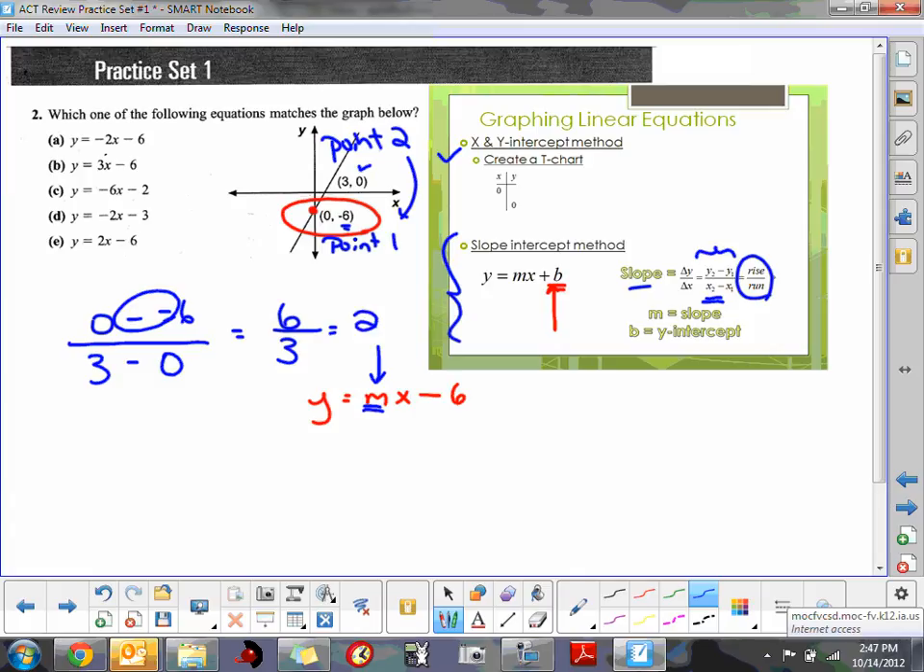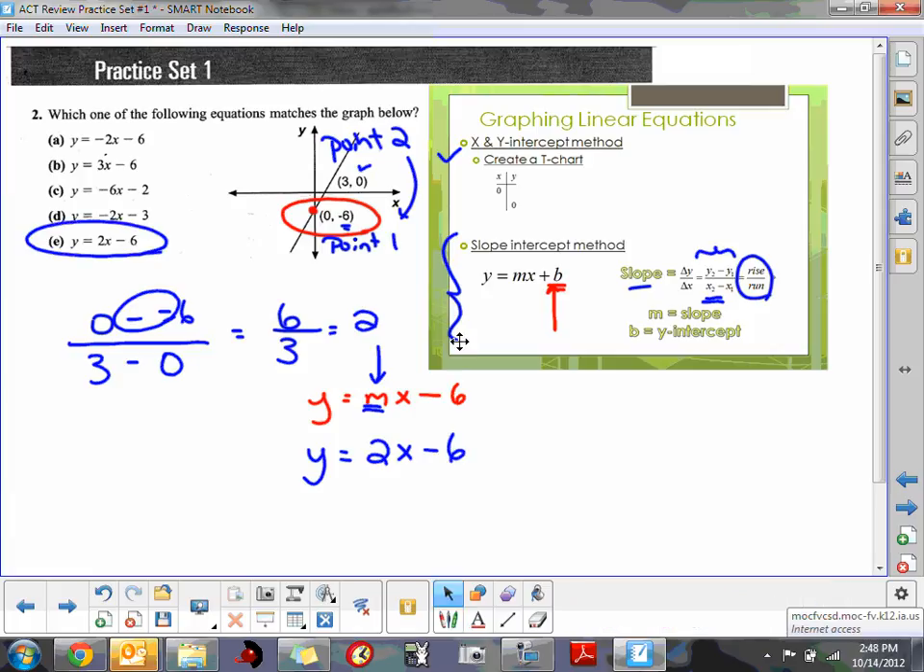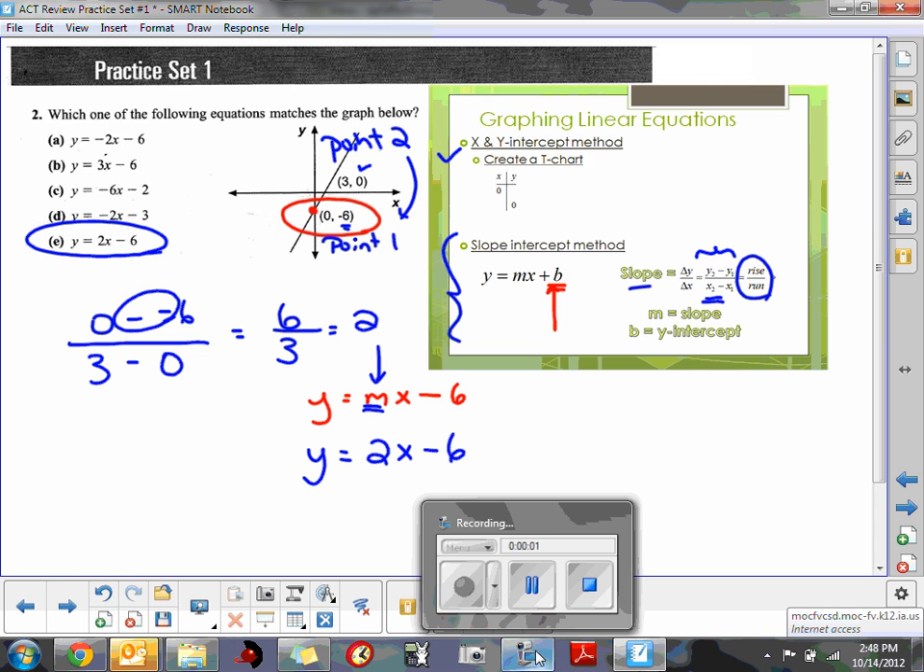2 represents the slope of this line, so y equals 2 times x minus 6, which would be choice E in this particular problem. So using your slope and y-intercept form to find the equation of a line given this graph should be a pretty easy method for us to work on.